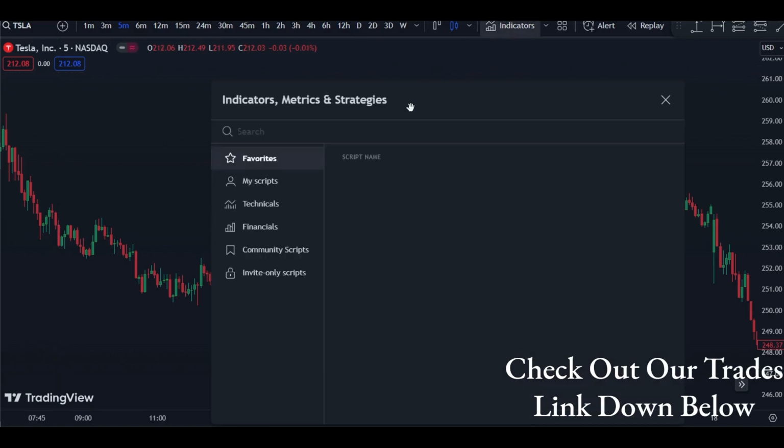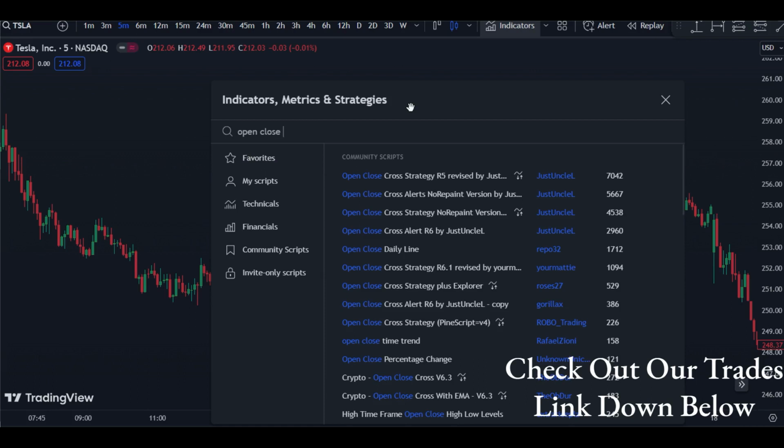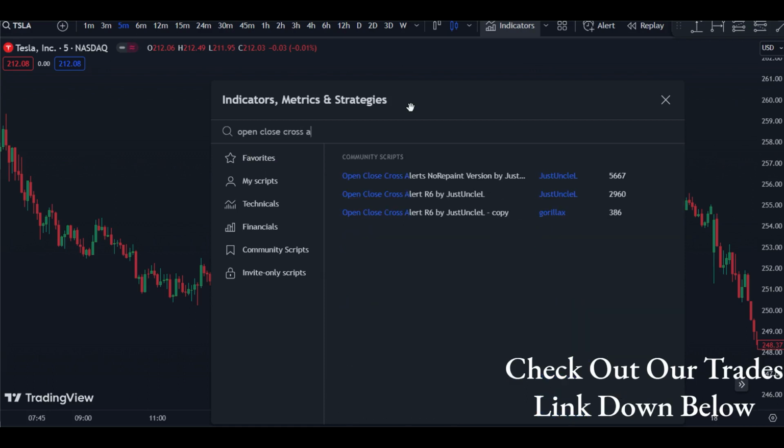We're going to go to indicators. The very first indicator we're going to use is the Open Close Cross Alert by R6. I'm going to click on this one right here.